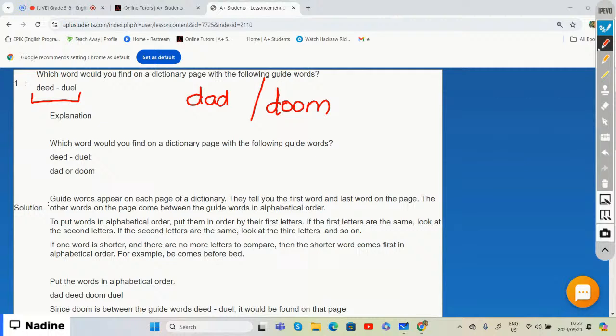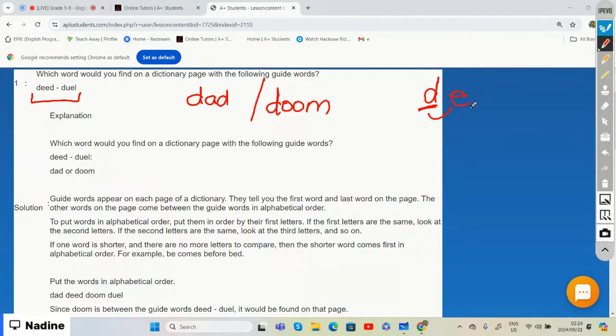All right. And if we look at the words deed and duel, that is our guide words. Now we need to choose between dad or doom, one of the two words you'll find on the same page as deed and duel. Remember, we said in order for you to put the words in alphabetical order, if the first letters are the same, we look at the second letters. For example, deed and duel are both D, so we're going to look at the second letter.